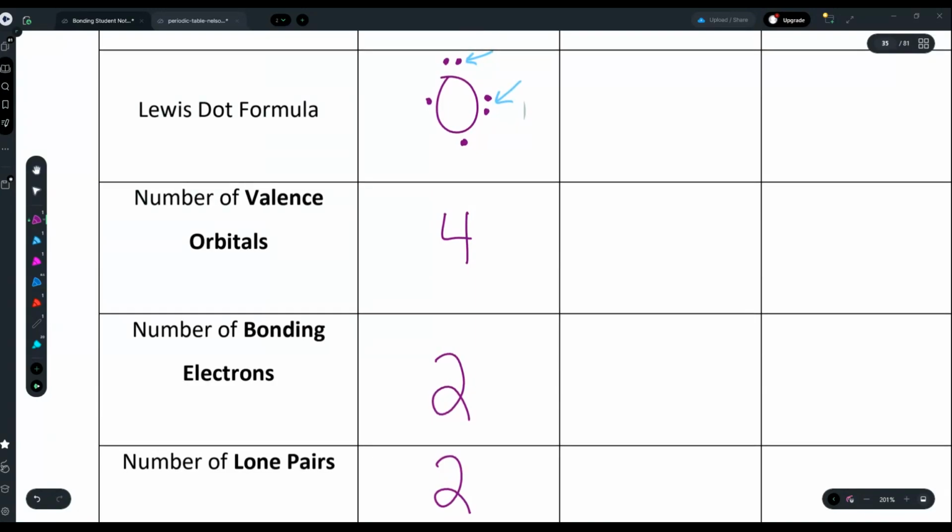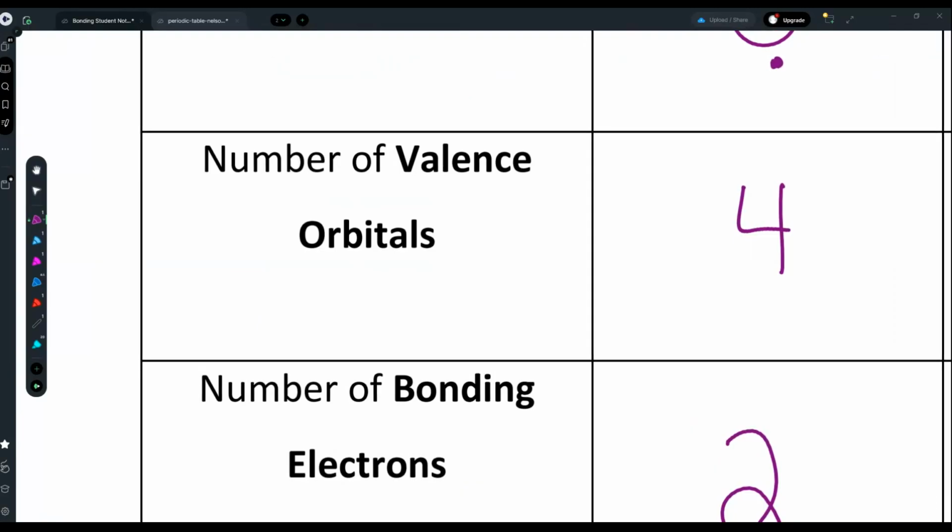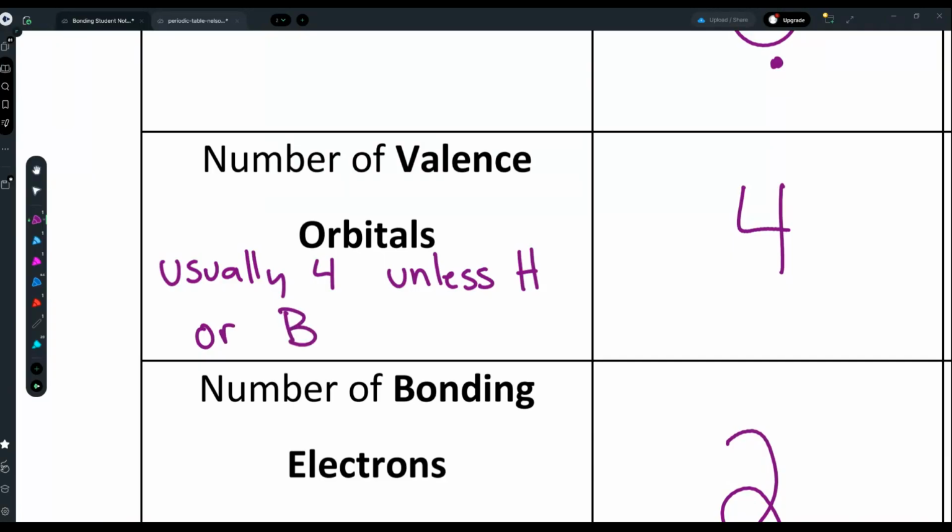All right. And you know what? I'm going to write down the exception that I've already said with this number of valence orbitals. So usually 4, unless you're talking about hydrogen or boron.